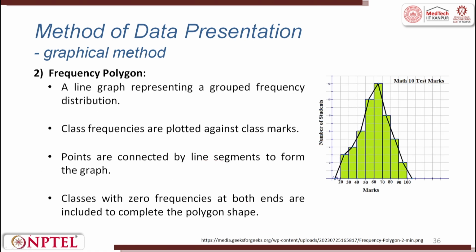Frequency polygon is a line graph presenting a group frequency distribution. Class frequencies are plotted against class marks. Points are connected by line segments to form the graph. This is how it is connected; I have just shown you in the previous slides. Classes with 0 frequencies at both ends are included to complete the polygon shape. So, these two with 0 frequency are included so that we complete the polygon.